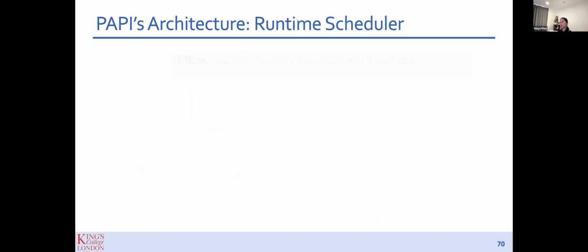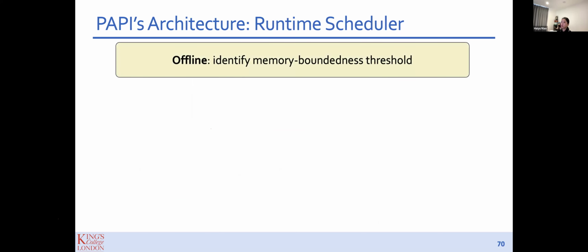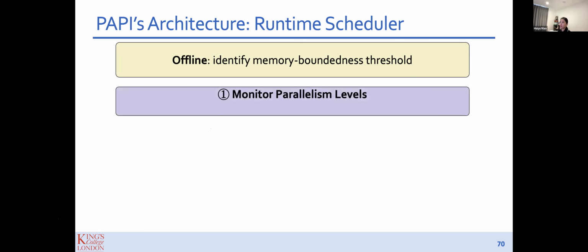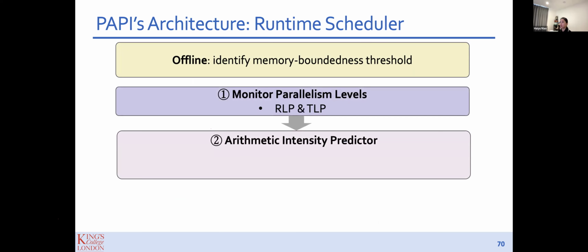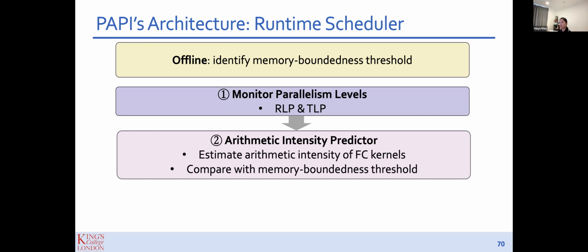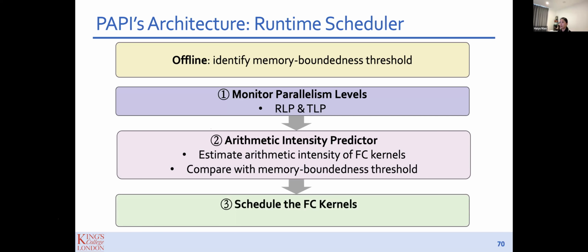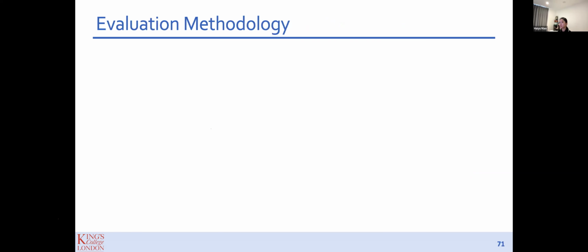And we have the runtime scheduler for HAPI. Offline, it identifies the memory boundness threshold. And then online, we monitor the parallelism levels, which are ILP and TLP. Then we have the arithmetic intensity predictor to predict the arithmetic intensity of FC kernels and compare it with the memory boundness threshold, and then map the FC kernels to either FC PIM or PUs.